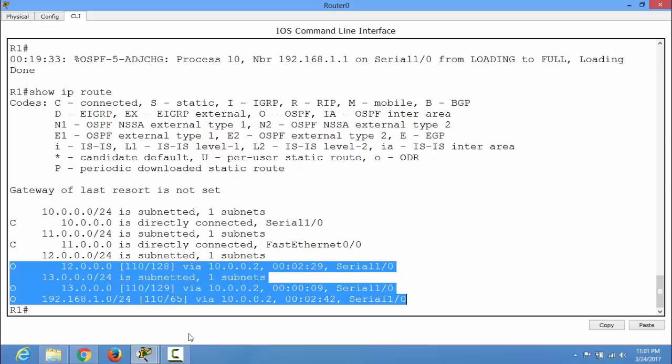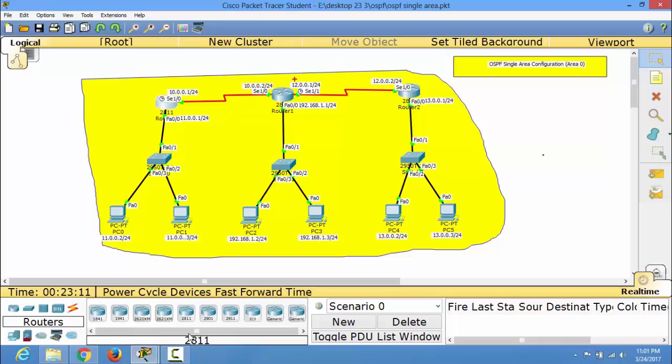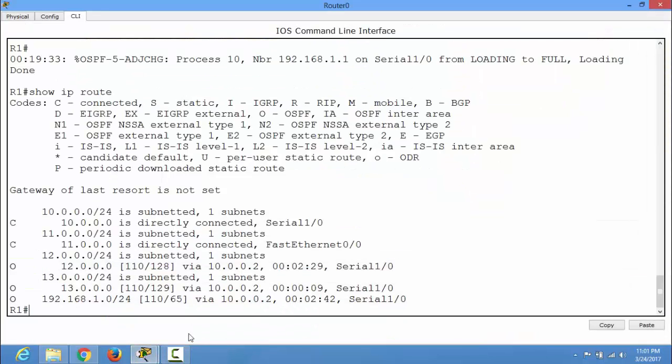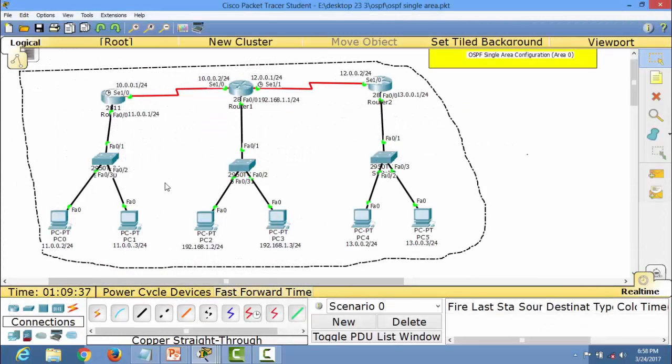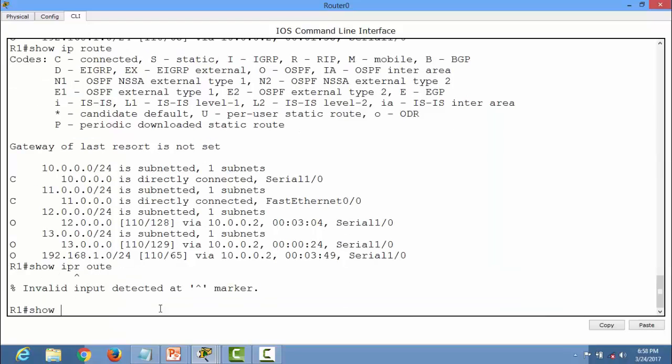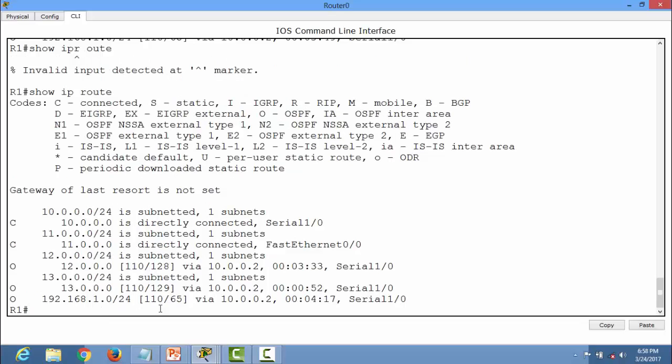12, 13 and 192. So this was the unknown network that this particular router found by OSPF configuration on this router, and one is the 13 network, so it found here. Database should be same. Show IP route. Yes. Now it knows about it via OSPF. It knows about the 12 network.